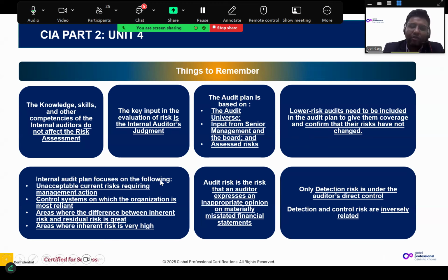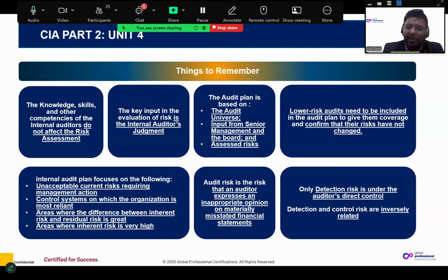People, internal audit plan focuses on what? Can you all say that? On the following: unacceptable current risk requiring management action, control systems on which the operation is most reliant, areas where the difference between inherent risk and residual risk is great, and areas where inherent risk is very high.